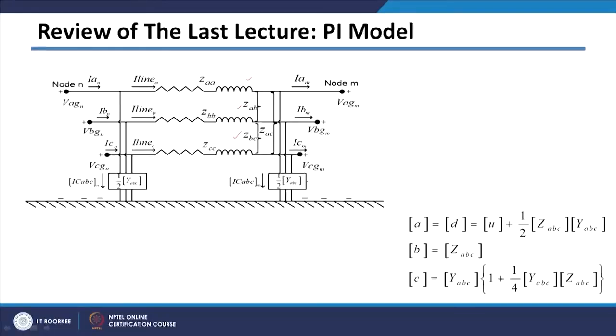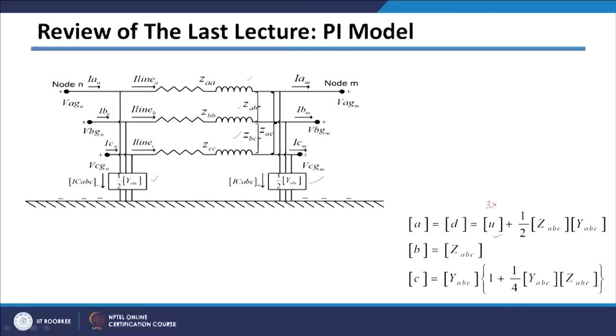In the last class we have seen how to model the distribution lines, and we have seen the pi model and short line models of the distribution lines. And we have seen that the structure of the equations of the pi model is the same as the single phase equivalent which you use in transmission line modeling. However, here since all three phases as well as their shunt admittances exist, each of these entries becomes a 3 by 3 matrix.